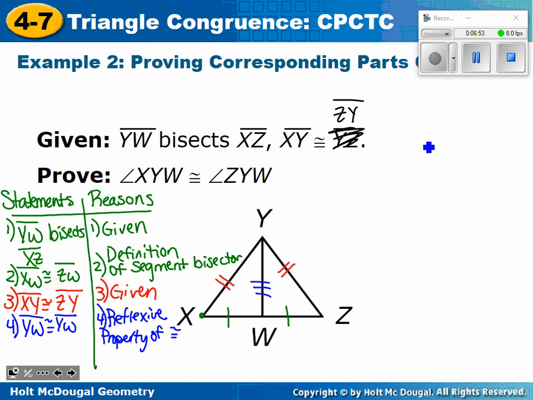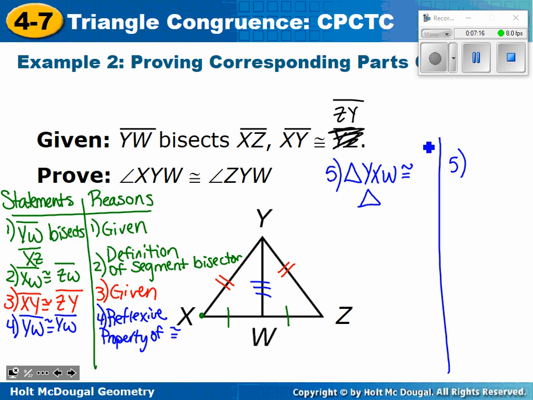So now what do we know about the two triangles? They're congruent. And why are they congruent? Side, side, side. So now we can state that our two triangles are congruent. You have to state that they're congruent. So I'm going to say triangle. How do you want to name the first one? Okay, I heard YXW is congruent to triangle.